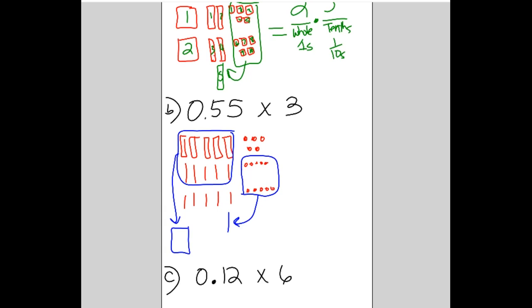So now I have 1 flat. I have 6 sticks, and then I have 5 littles. If I wrote that down as an actual number, it would look like 1.65. And that would be our answer. Next example.